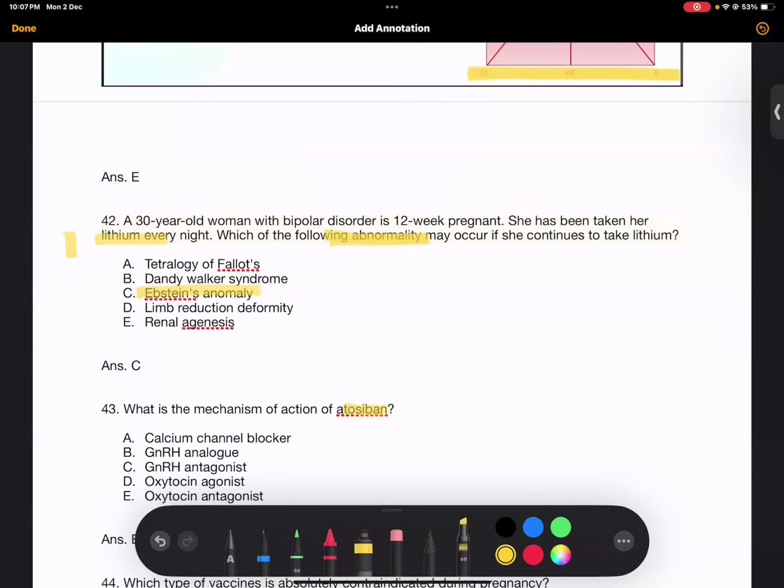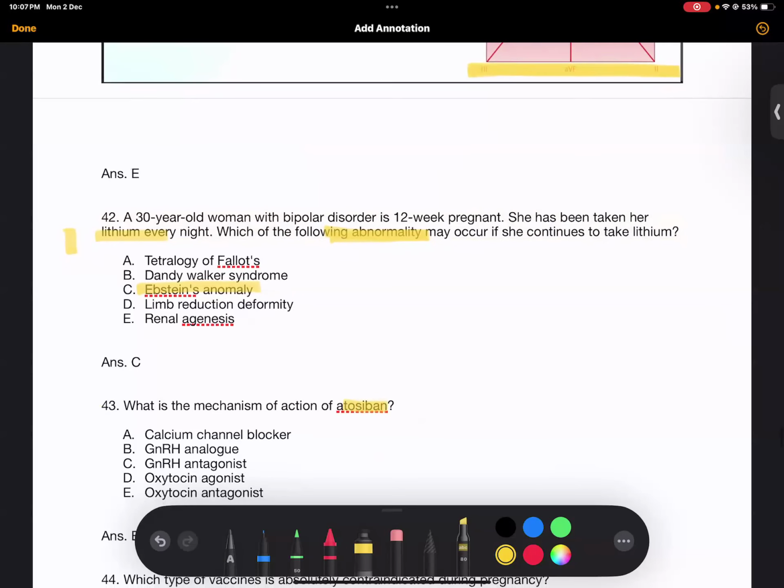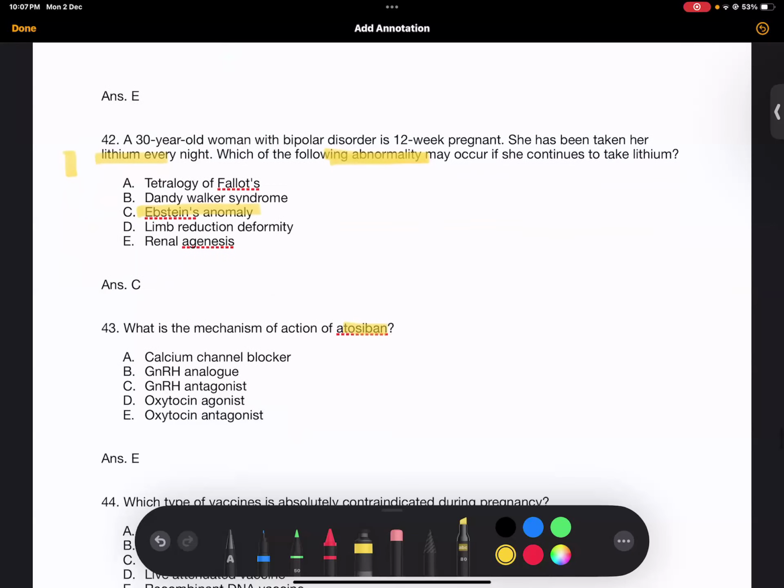Okay, so the mechanism of action of atosiban. Atosiban is a calcium channel blocker, GnRH analog, antagonist, or oxytocin agonist or antagonist. This is also an easy question. Oxytocin antagonist. Yes, that's great.